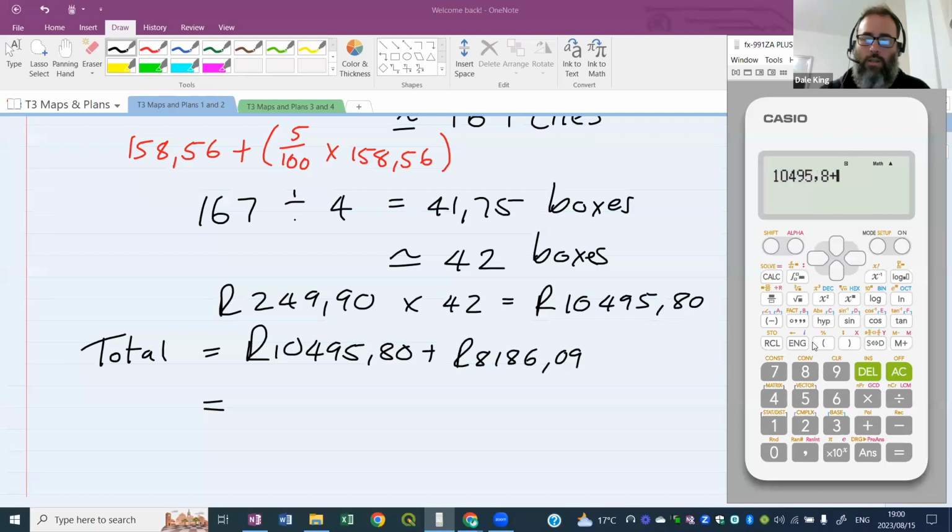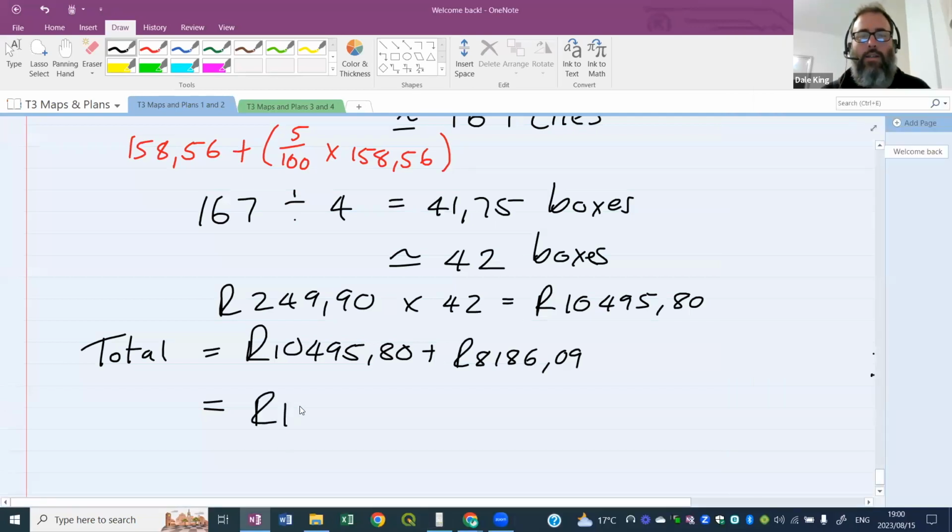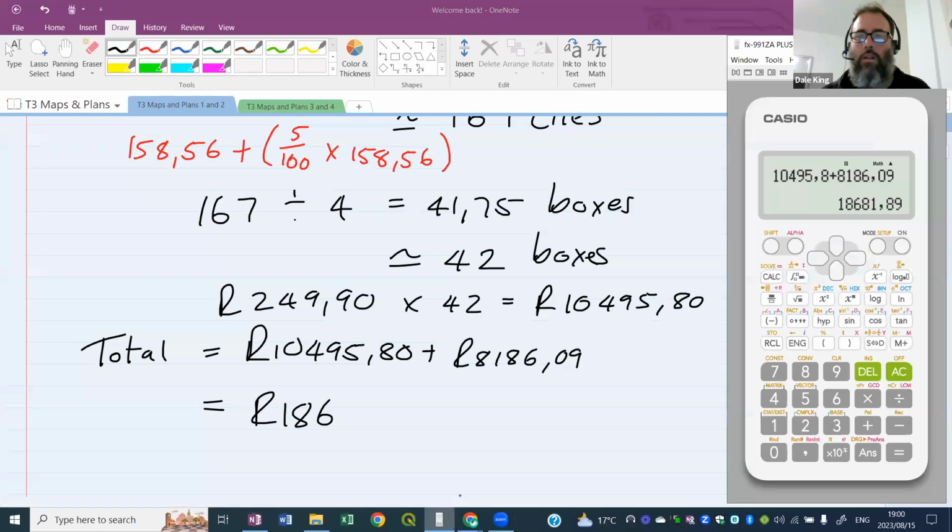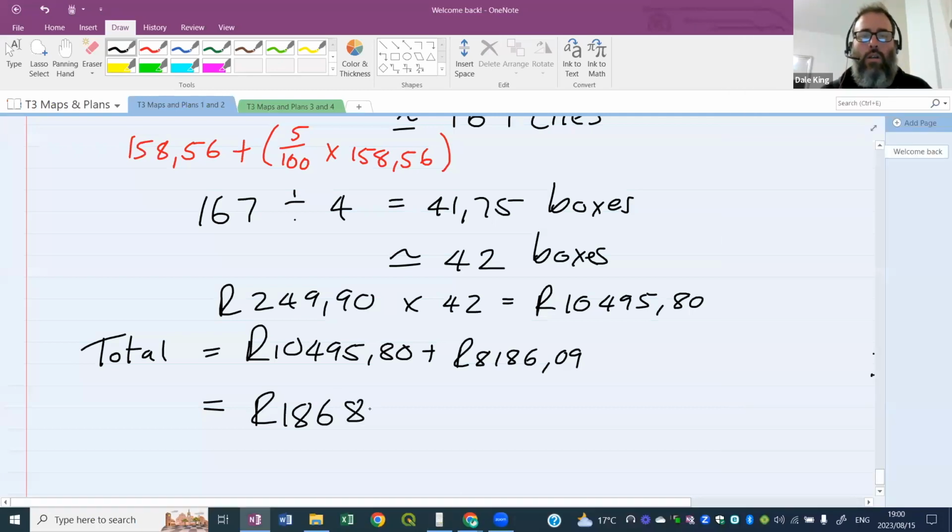10495,8 plus 8186,09. 18,681 and 89 cents. So is his statement valid or not? Yes, you're getting it. Is his statement valid? Definitely not. He's trying to make us pay more. Invalid.